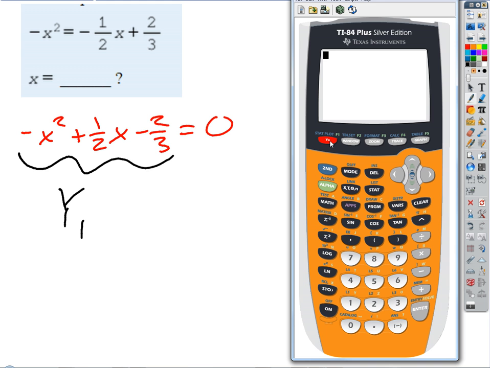So let's try that. If I plug that in, negative x squared plus, I can make that 1/2 just 0.5x, minus... And if I want to deal with a fraction, remember the little trick, we can always just put a fraction in parentheses and treat it like a number. So we could go minus the quantity 2 divided by 3. And there it is, right? All I have to do now is go Zoom 6. I want you to tell me, where are the x-intercepts?